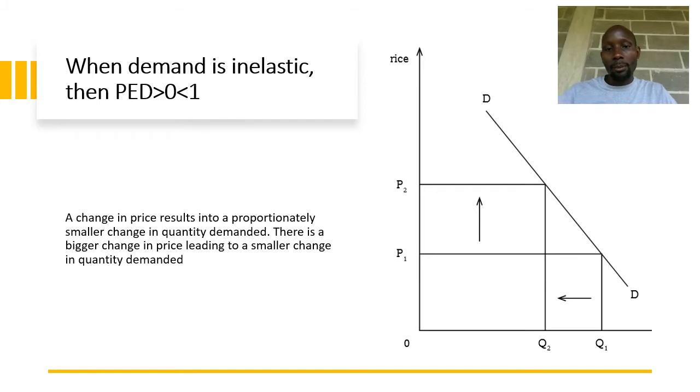So when you see the gap between P1 and P2 and you compare it with the gap between Q2 and Q1, you see that the gap P1, P2 is greater than the gap Q2, Q1. So this shows that a bigger change in price led to a proportionately smaller change in quantity demanded. So when price changes, that will affect quantity demanded by a lesser percentage than the change in price.